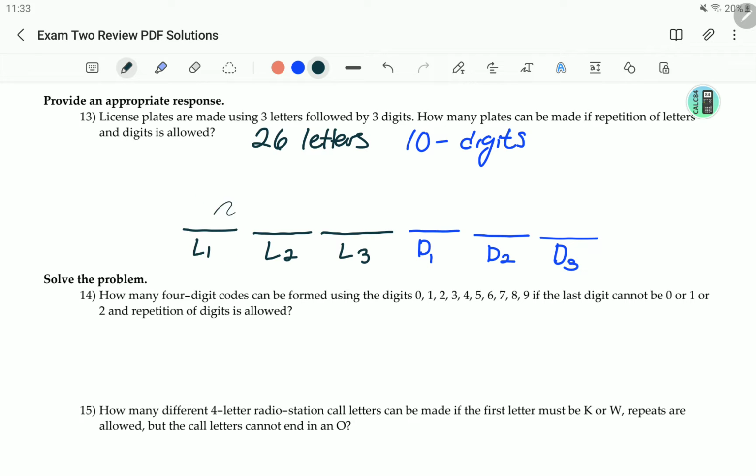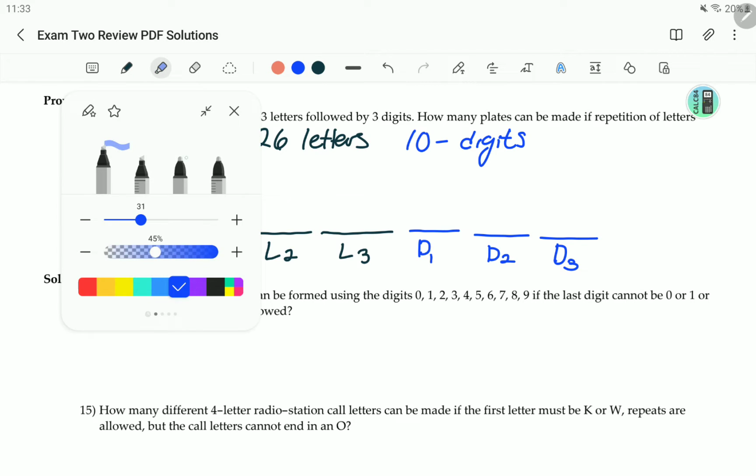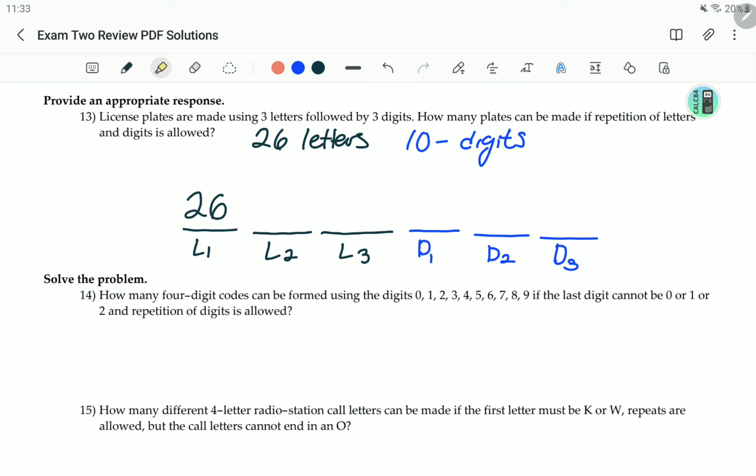So for my letter 1, I have a total of 26 possibilities I can choose from. So I'm going to put 26 right here because I have 26 letters that can possibly be chosen in this situation. Because I am allowed to repeat, and I want to highlight that as well. Let's put that in yellow. Because it says that repetition of letters and digits is allowed. That means for my option for letter 2, I have 26 possibilities. And the same thing for letter 3, 26 possibilities.